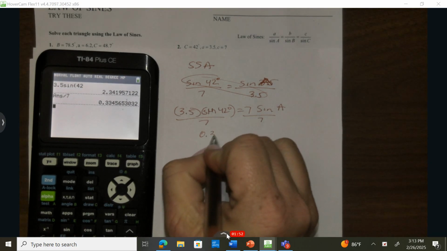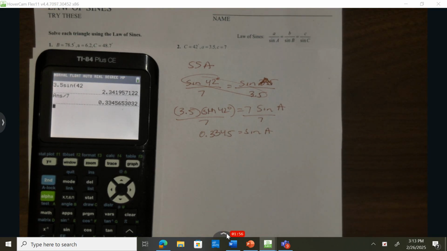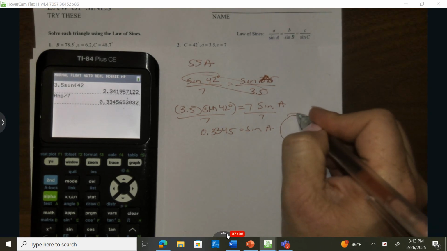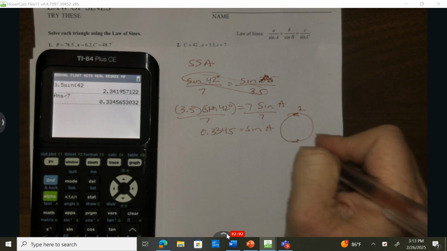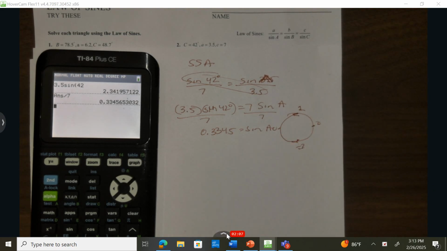Okay, what does this tell me? It tells me that I can eliminate the option of no triangle because sine has to be between +1 and -1. Think about a unit circle. The sine goes up as high as +1 and down as low as -1. And so this is between -1 and +1. That means a triangle exists. There may be 1 or there may be 2. That's what we're going to figure out next.